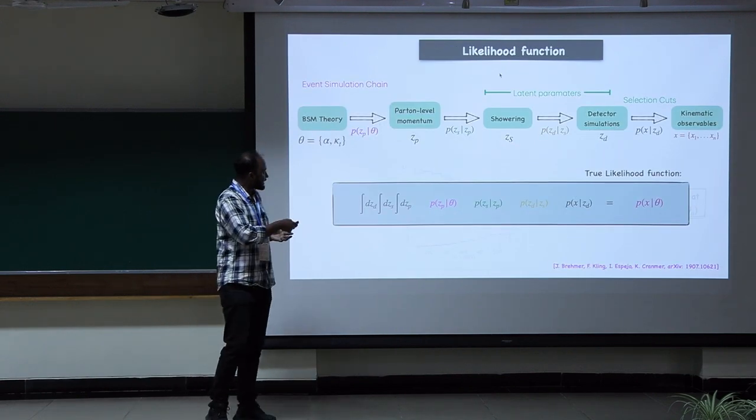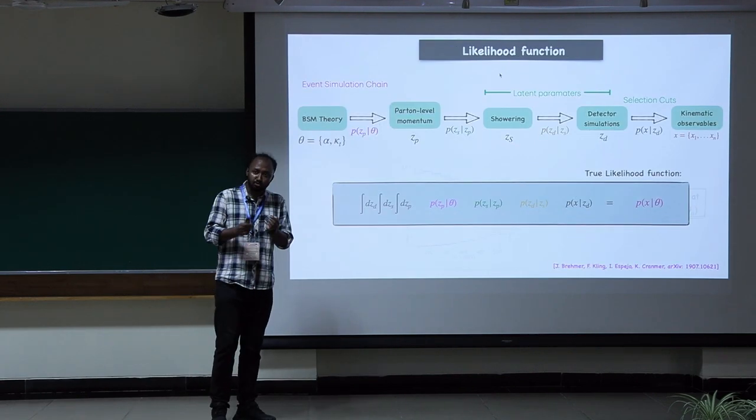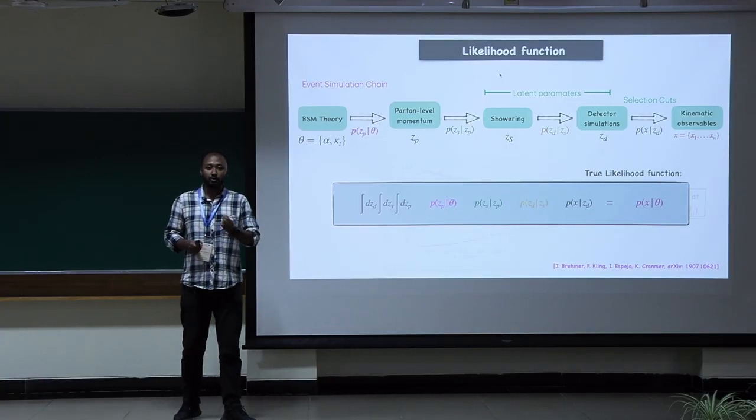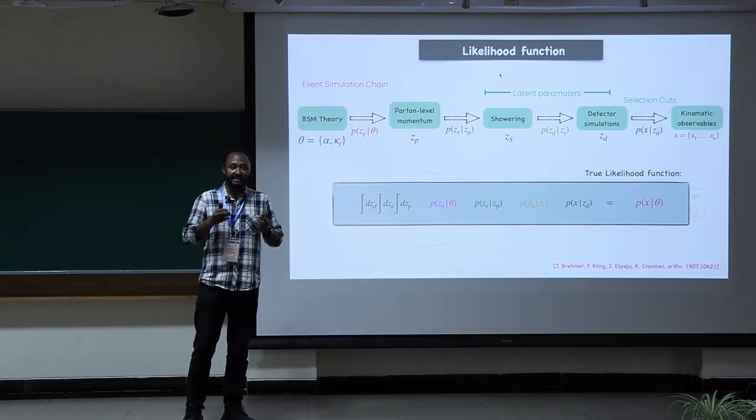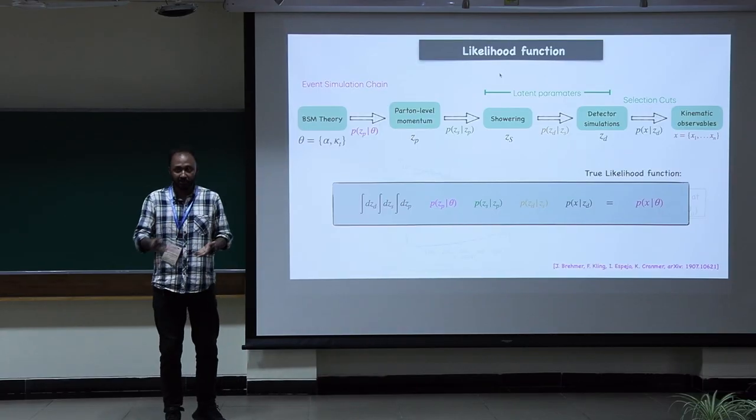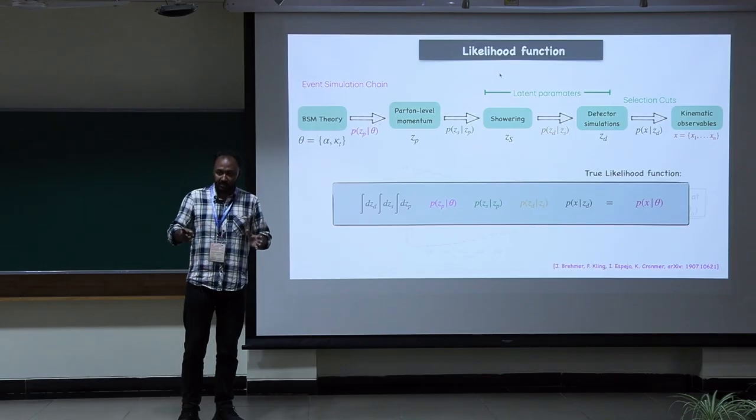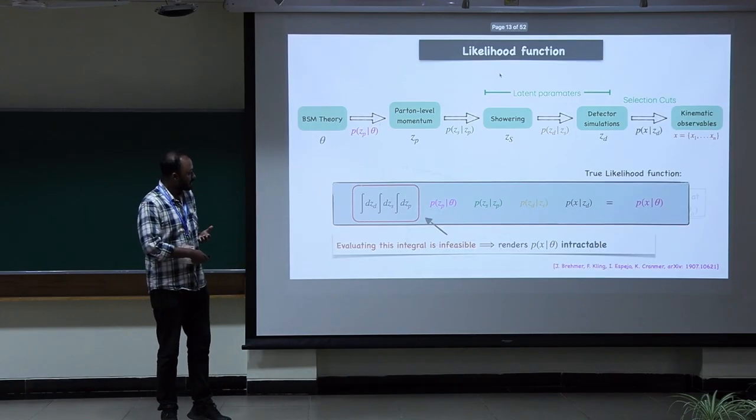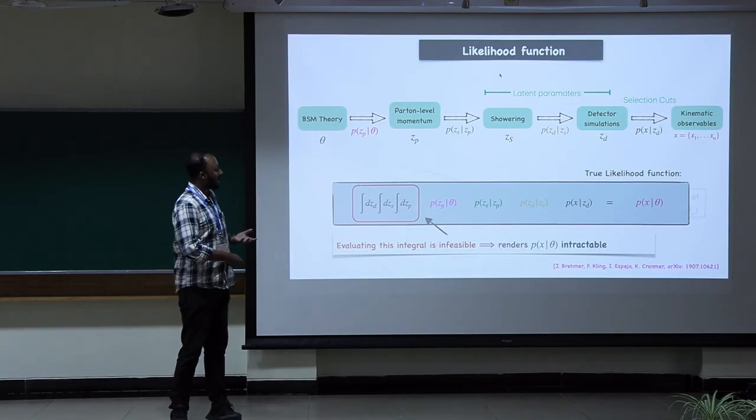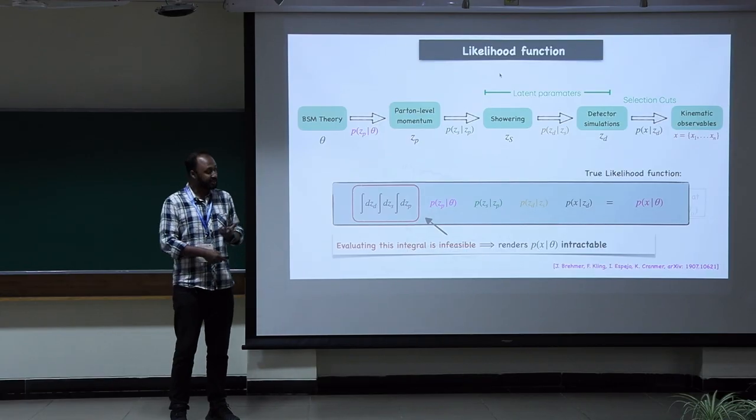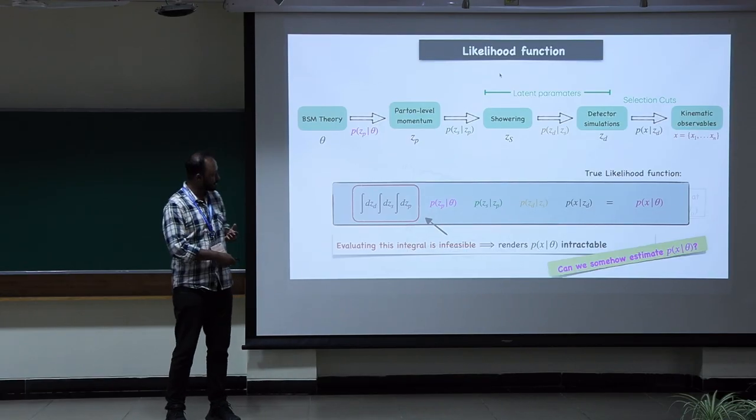So, in this case, we see that in order to compute the true likelihood function, one needs to integrate over the various latent parameters that in principle convolute the data or convolute the simulation chain. And due to the large number of latent variables involved in this computation, it becomes intractable. So the question is, can we somehow estimate or guess the true likelihood function? And the short answer is yes.